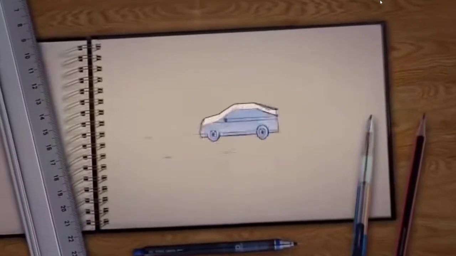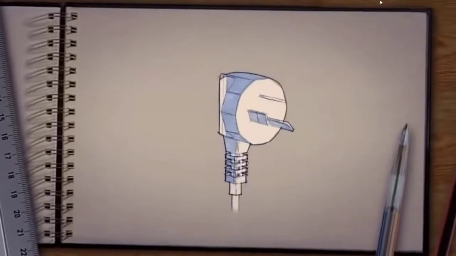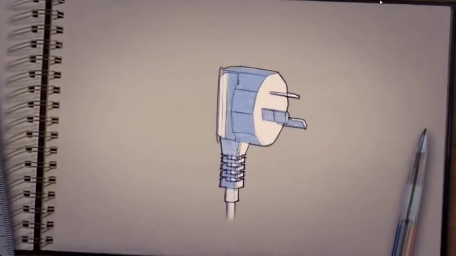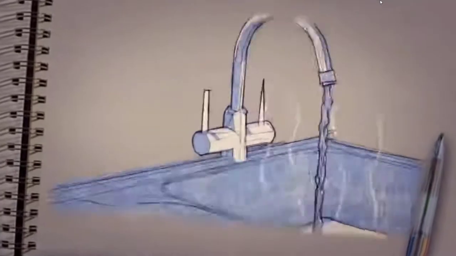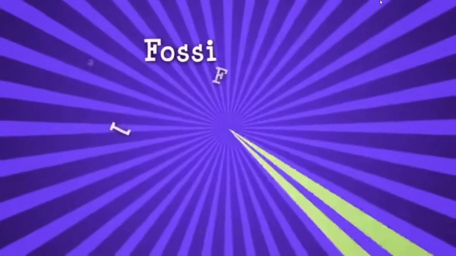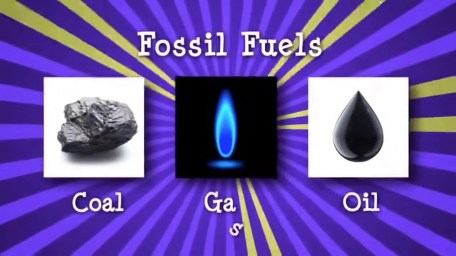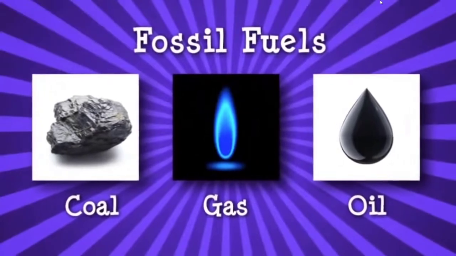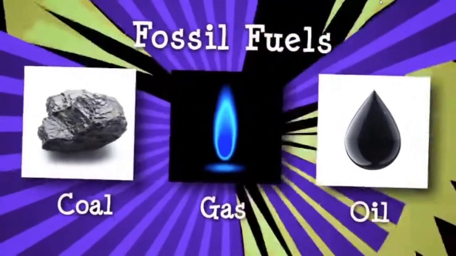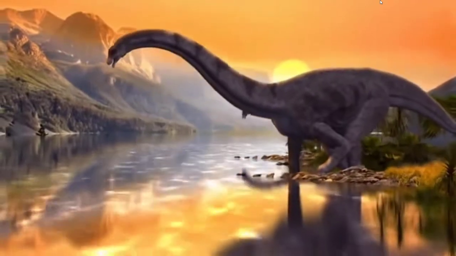What drives our cars, buses, and planes? Powers our electricity and allows us to cook our food and heat our water. Most of today's energy needs are met by fossil fuels like coal, oil, and gas. These unique, high energy fuels are non-renewable resources that took millions of years to form.